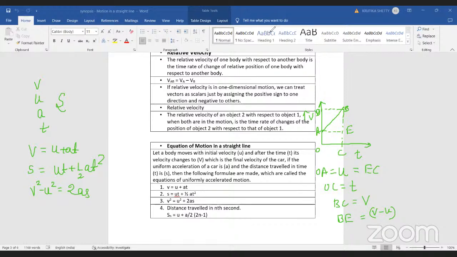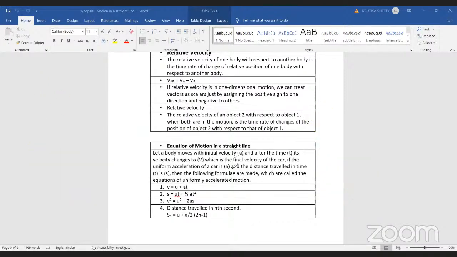Yes, I think everybody knows about these formulas. So the last formula is the distance traveled in the nth second, which is given by Sn is equal to u plus a by 2 into (2n minus 1). When you see questions, you will understand when to use this. So for distance traveled, we have two formulas here.